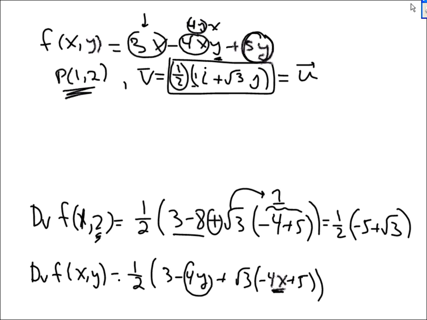That's your directional derivative. Find the gradient, get the vector v to be a unit vector, and then dot the two. Dot the unit vector in the direction of v with the gradient at the indicated point.